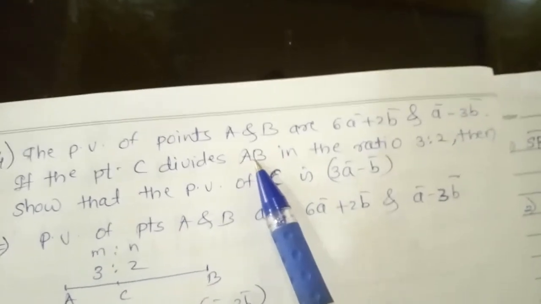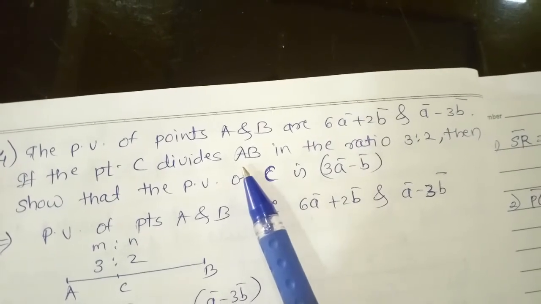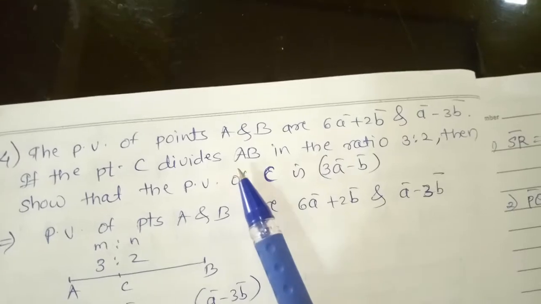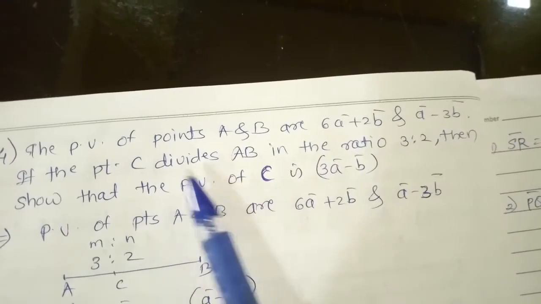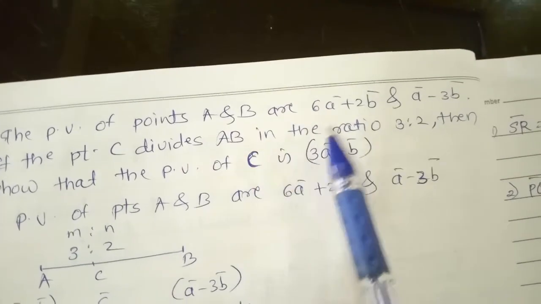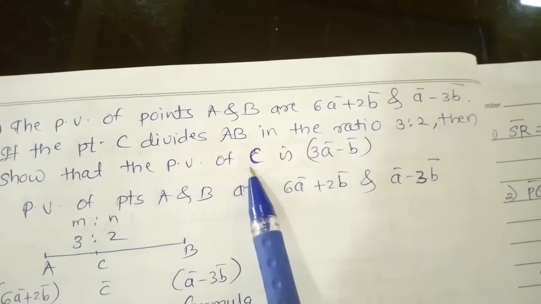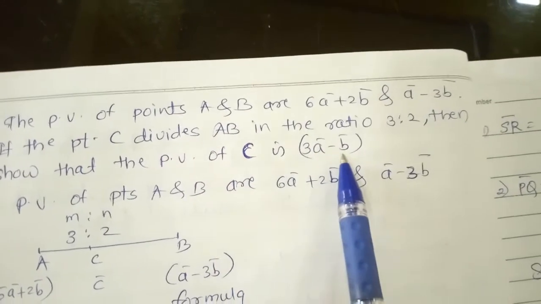So in an example, if you are not given the division, that is, whether it is internal or external, then always take it as internal. So point C: here we consider that it divides the segment AB internally in the ratio 3:2, and then show that the position vector of C is 3a bar minus b bar.